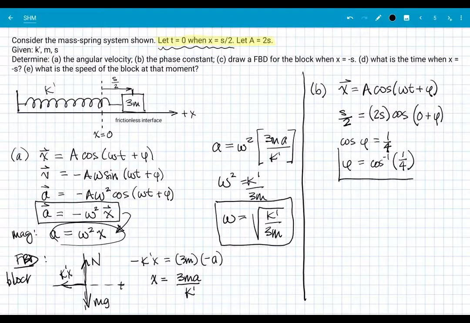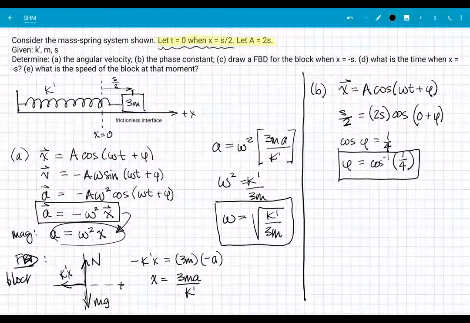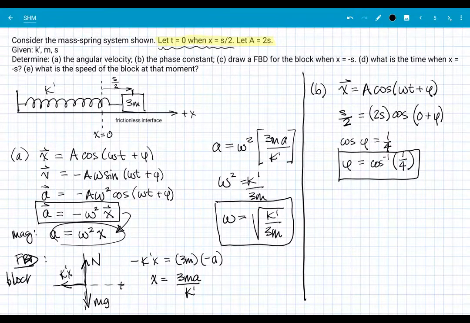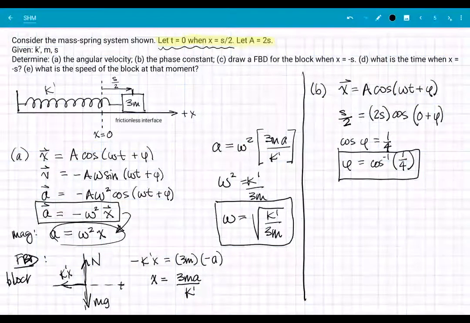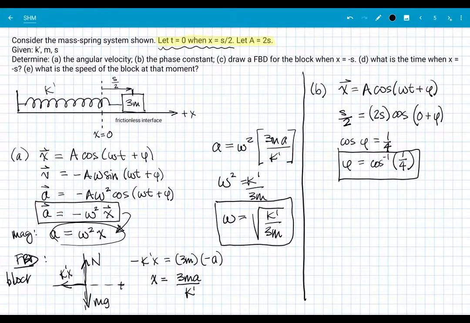All right, so that is my phase constant for this problem. So don't let it be really mysterious. Remember, it's just about the initial conditions. And when you're not given the initial conditions, choose something convenient. And when you are given the initial conditions, you can use them in order to solve for phi. Notice that I did this for position because we were told what the position was, but I could do the same thing to solve for the phase constant in one of these other places too, right? Okay. So that's part B.